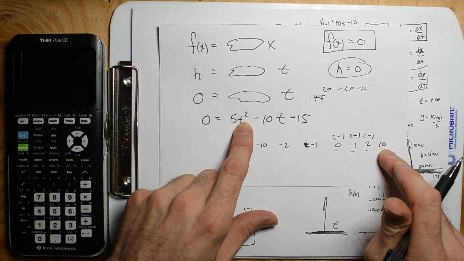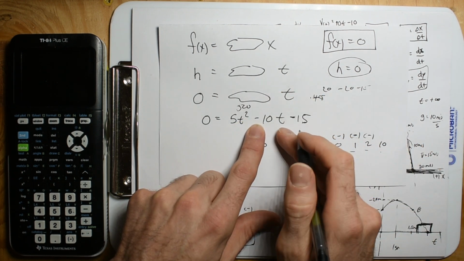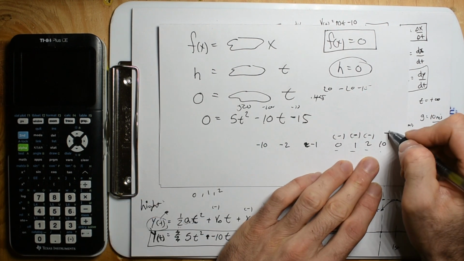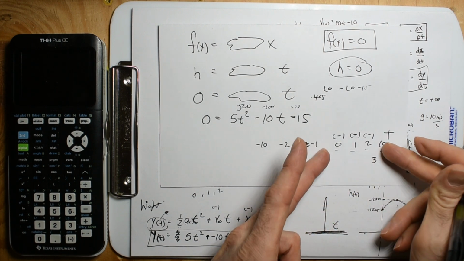So 10 squared is 100. This is going to be 500 minus 100, and then minus 15. Okay, now this is going to be hella positive. And let's finish the deal. You know what I mean? So that was kind of to get us started.